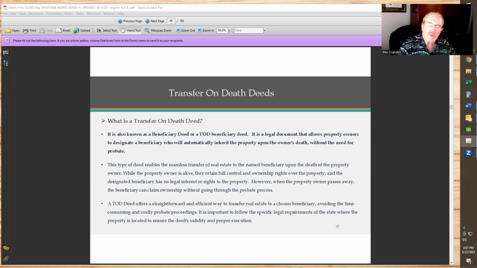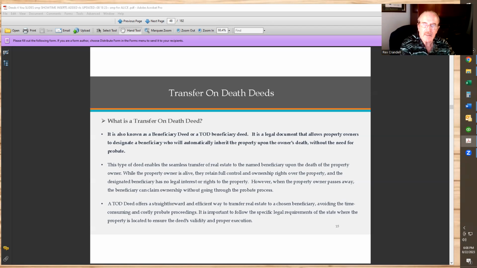So most deeds, well, some deeds like joint tenancy and community property with right of survivorship, when one of the owners dies, the survivor ends up owning the asset. The transfer on death deeds are a little bit different, and they do avoid probate at some downside cost.